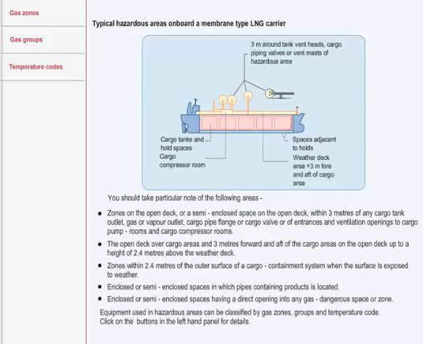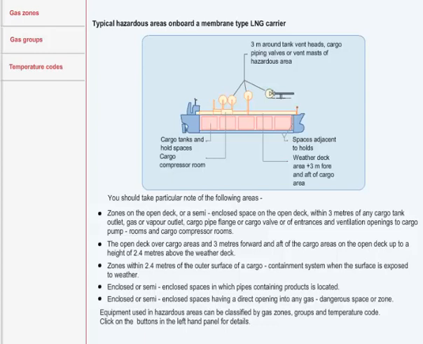Typical hazardous areas on board a membrane-type LNG carrier. You should take particular note of the following areas. Zones on the open deck or a semi-enclosed space on the open deck within 3 meters of any cargo tank outlet, gas or vapor outlet, cargo pipe flange or cargo valve, or of entrances and ventilation openings to cargo pump rooms and cargo compressor rooms.